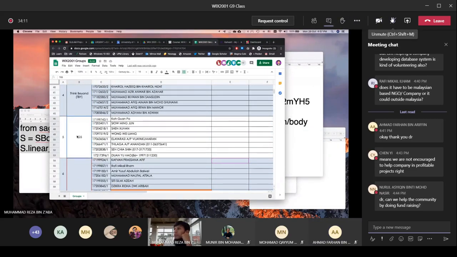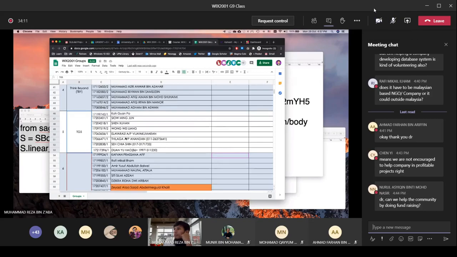PTG5. So who is the group leader for your group? PTG5? Yep. We actually came up with two ideas. One is quite similar to the fundraising. Basically, we want to make a social media awareness campaign for the organization through maybe social media advertising, to create awareness using social media.